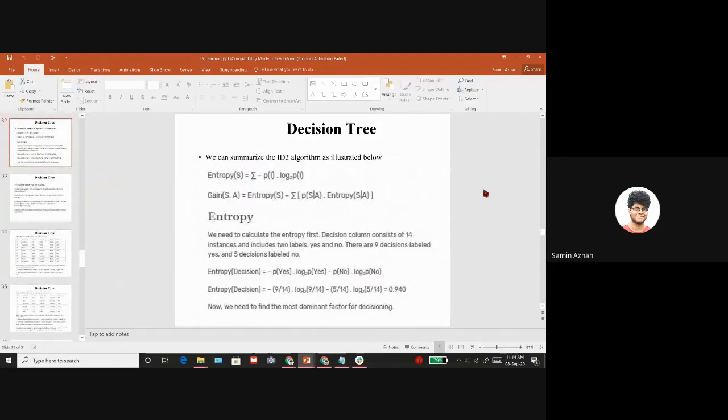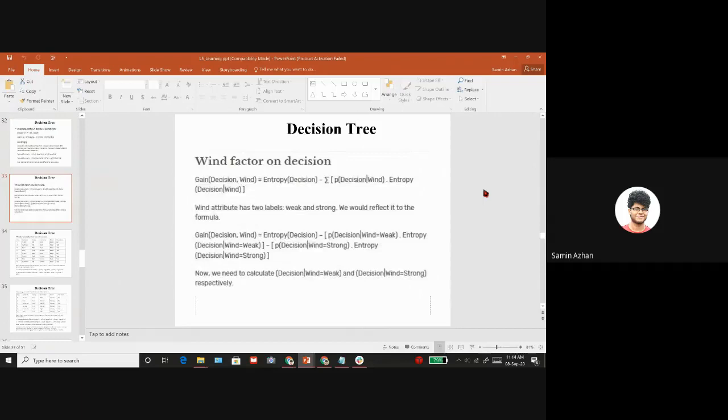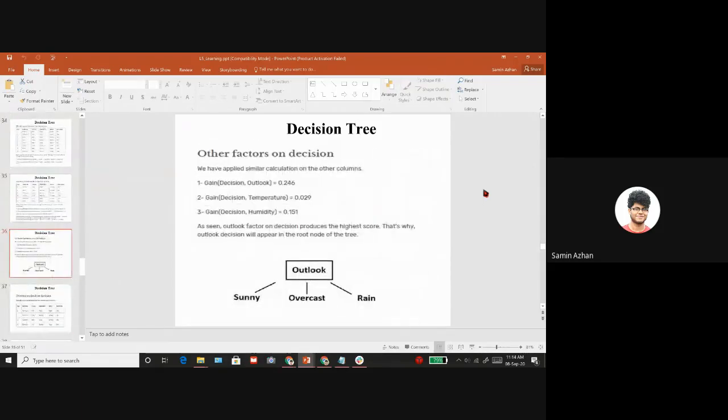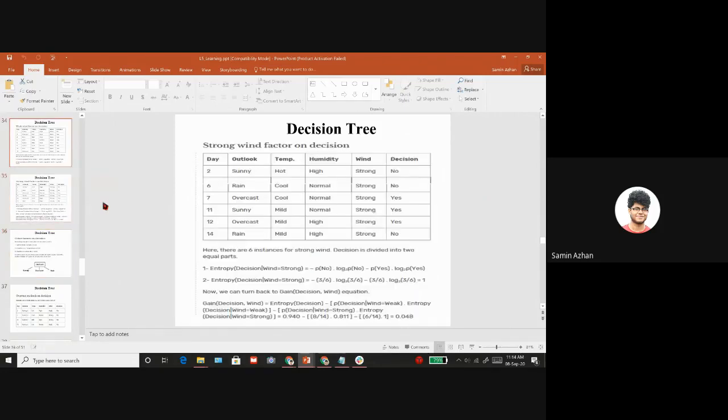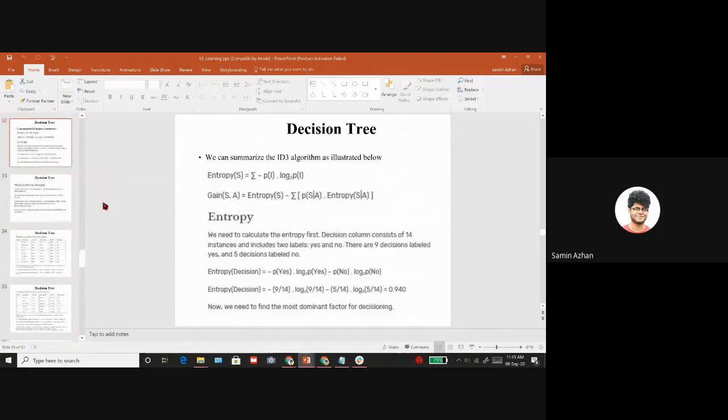In the very beginning of today's class, I want us to calculate the entropy for the output, decision comma output. This calculation isn't given in the slides, so let's try to do it together to get a better idea how we can calculate entropy in general.